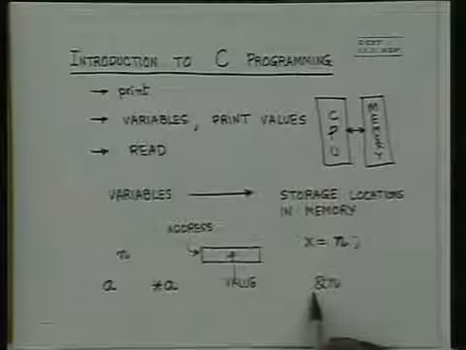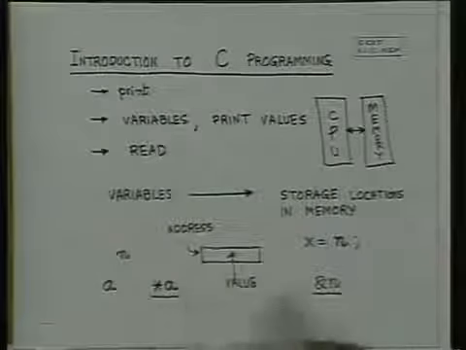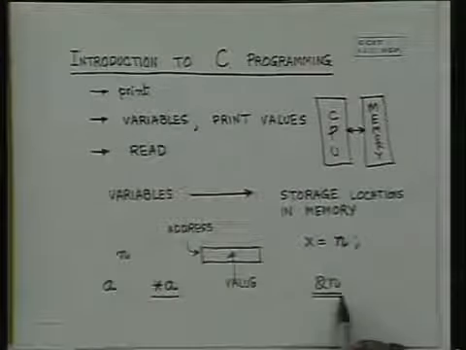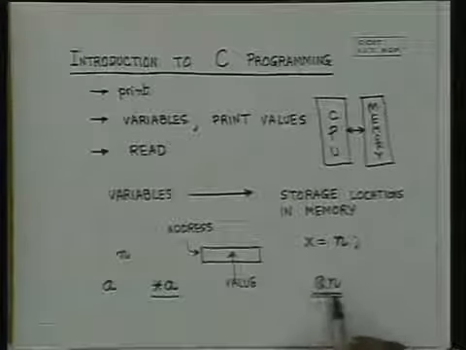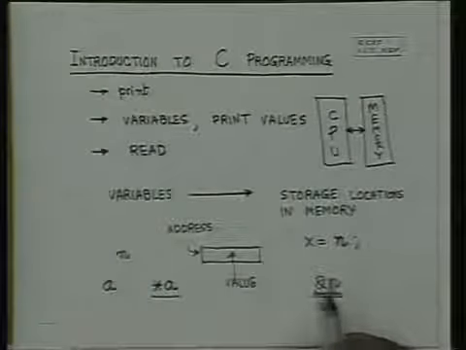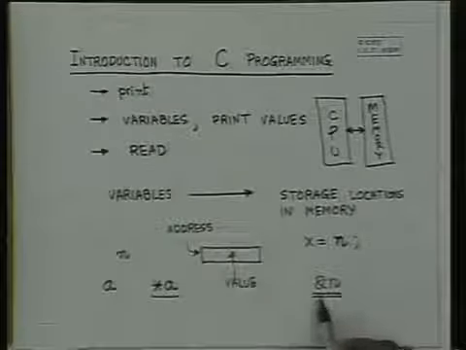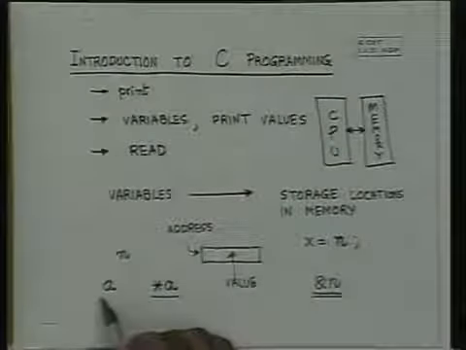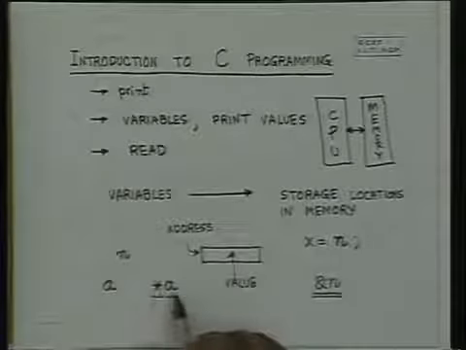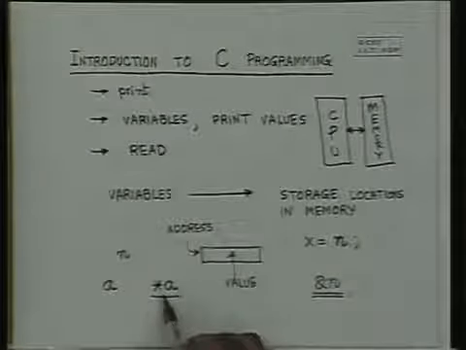So there are two things about a variable. If it is a variable n, m, a, then AND of it will give you the address location. If it's an address location, then star of it will give you the value. So these are two things which are used extensively in C.